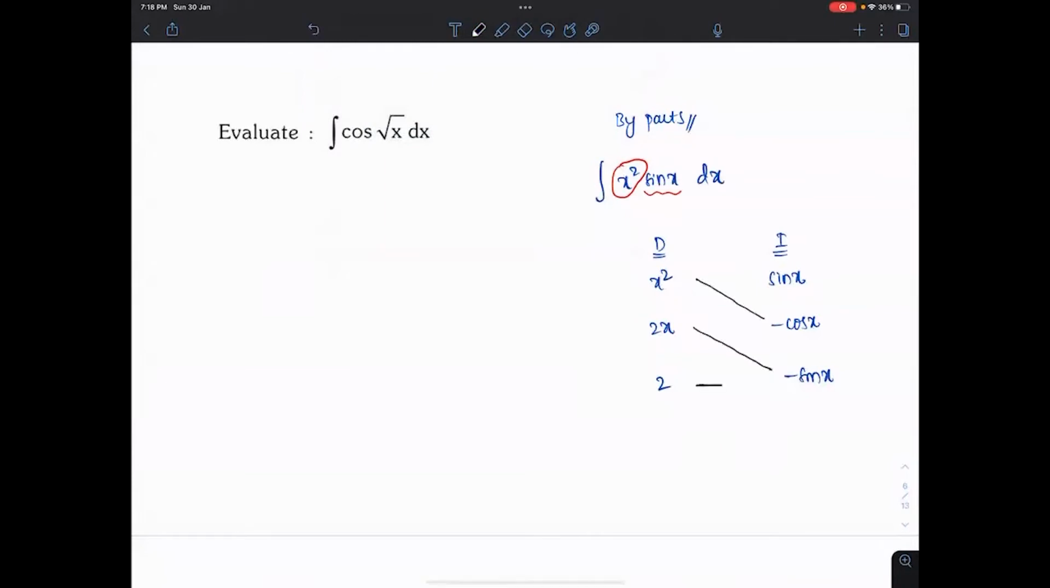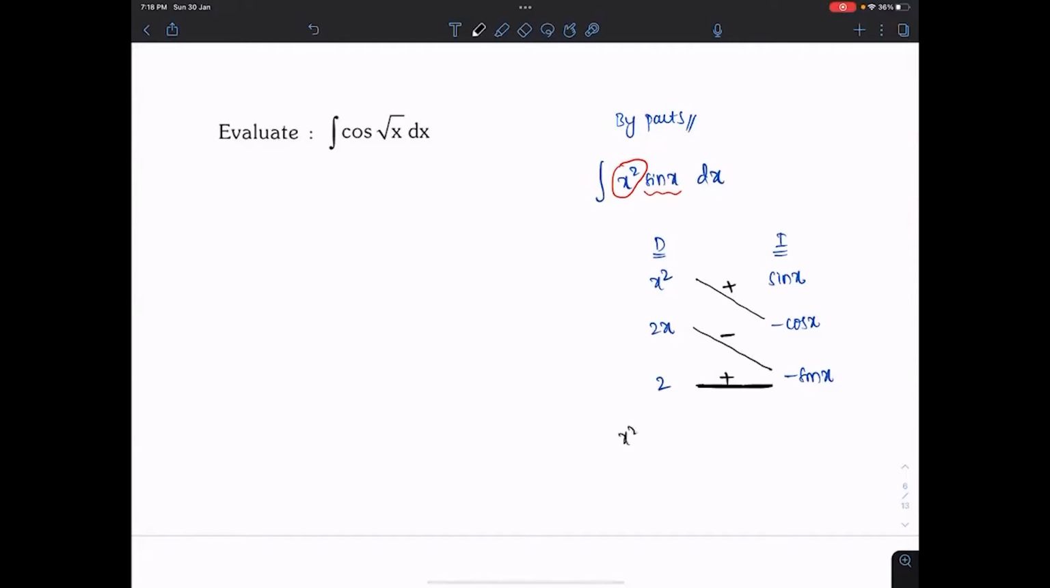Now what you do is draw lines like this, and at last a horizontal line. Start with plus, minus, plus, minus. That's all. Now you have two different types of lines here: one is inclined lines, one is the horizontal line. The final one will be the horizontal line. Whichever inclined lines are there, directly you multiply.